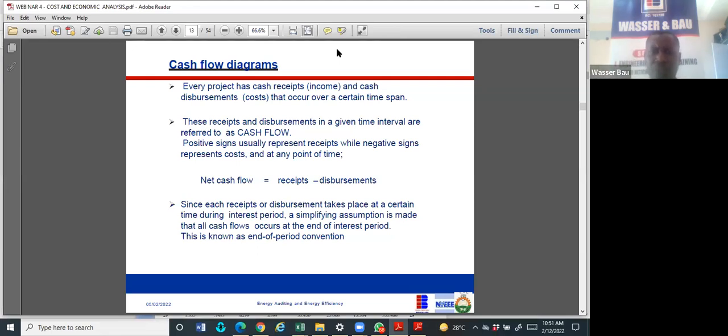That is inflow and outflow. So the net cash flow, this is very important. Your net cash flow becomes the difference between your receipts and your disbursement. That's the net cash flow. And this net cash flow, this is what you now assume to be your A. This is now what you assume to be your annual worth.